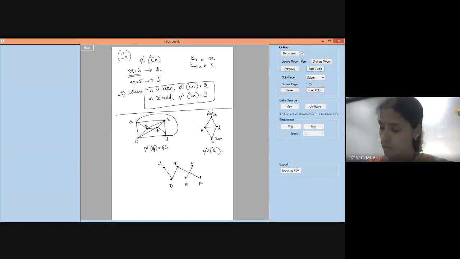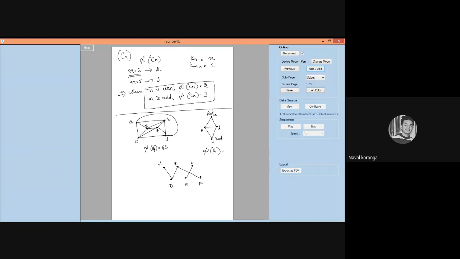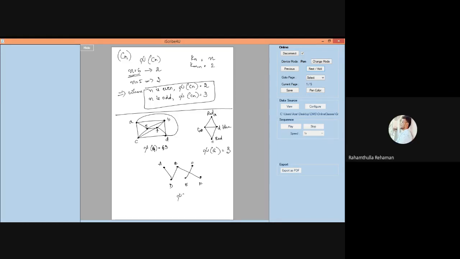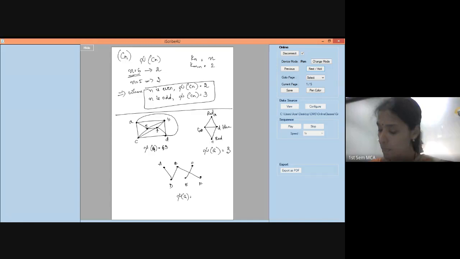Yes, this is blue, so this has to be green. 3. What about the next one? 2, ma'am. Any bipartite graph, the moment you see it, you should say it is 2. You don't even have to calculate.